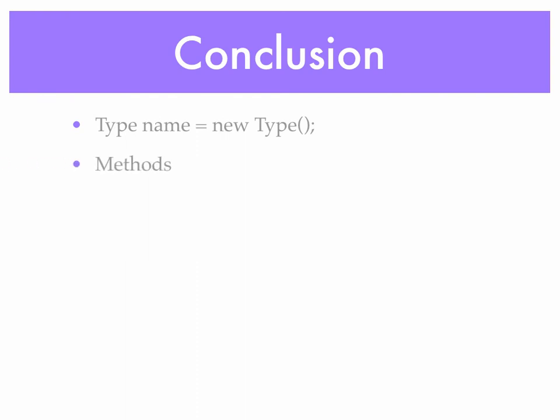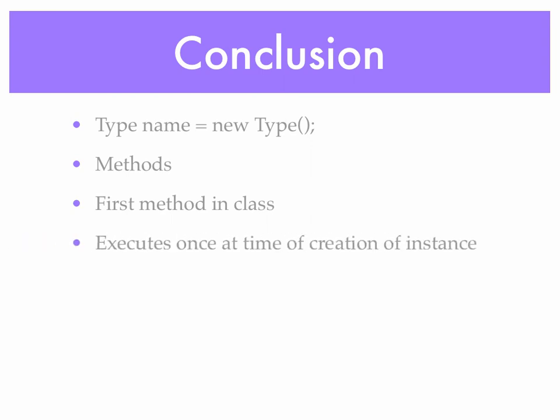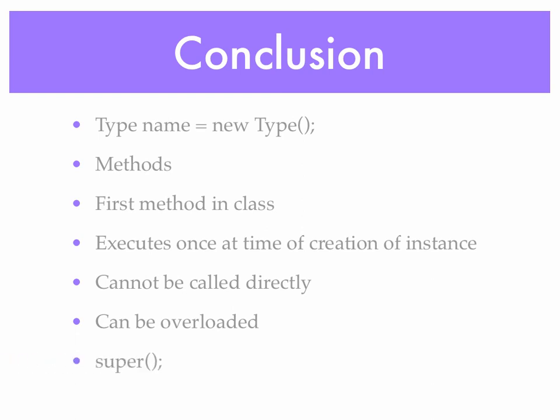Now, constructors are methods. They are usually, or they should always be, the first methods in a class. They execute once at the time of creation of the instance. They cannot be called from the outside. They can't be called directly inside or outside. They only fire with the use of that keyword new. They can and should be overloaded. And we call the constructor of a parent class to our class through super and then open and close parentheses, semicolon, and any arguments if appropriate within those parentheses.